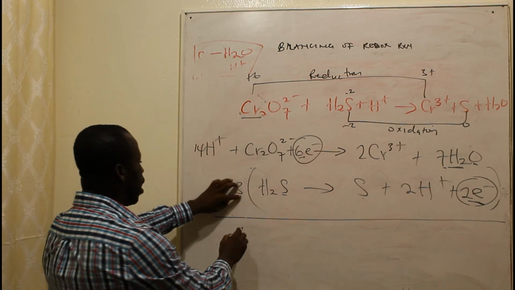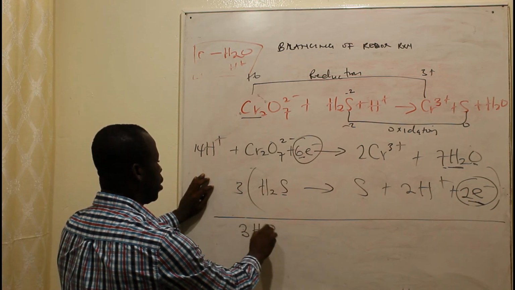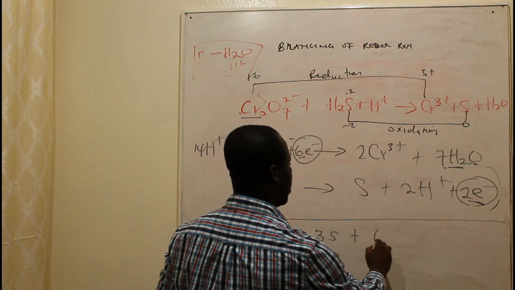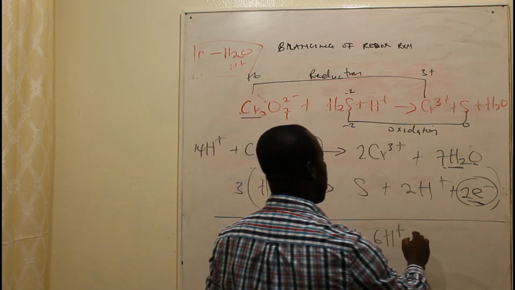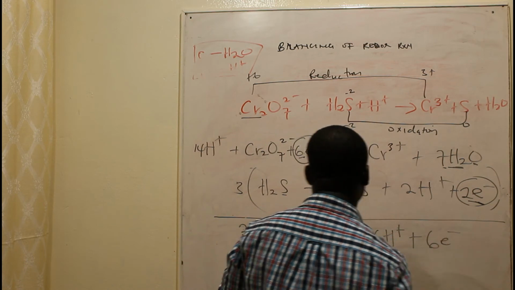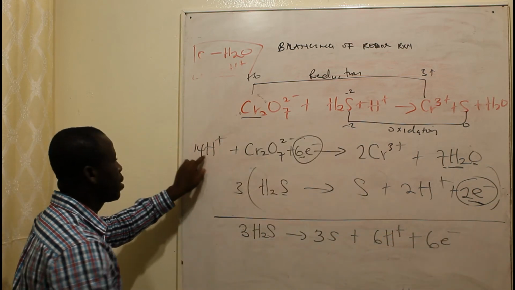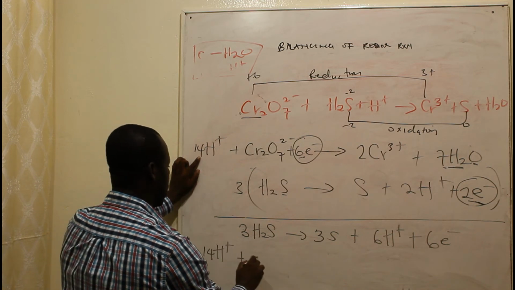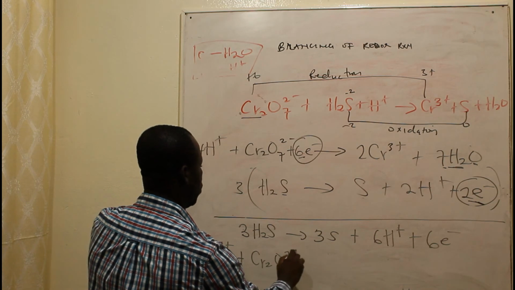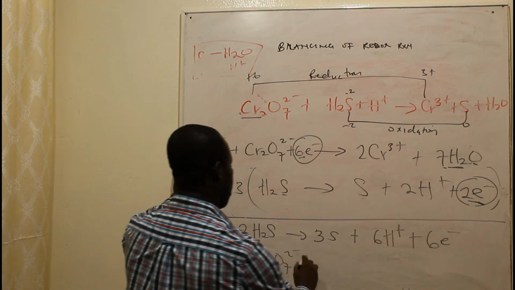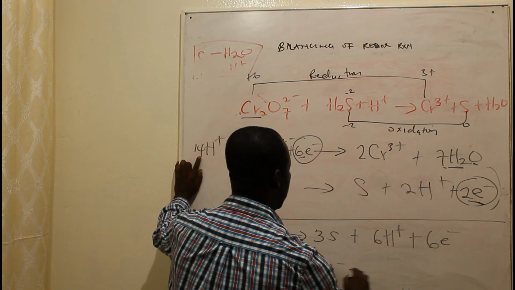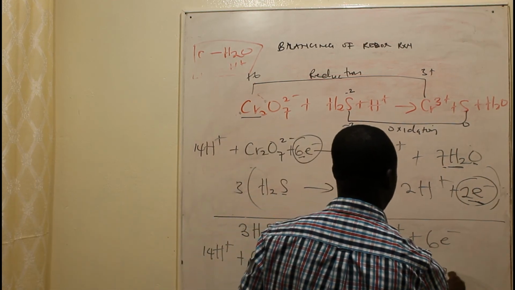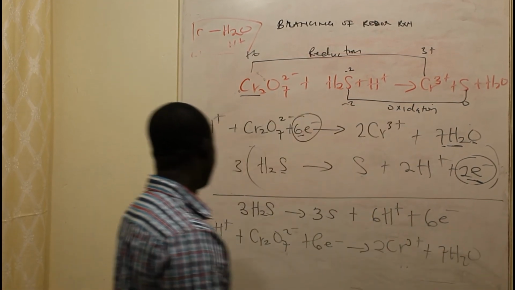So here, we're going to have 3H2S to give you 3S plus 6H plus plus 6 electrons. But we maintain this: 14H plus plus Cr2O7 2 minus plus 6 electrons to give you 2 chromium 3 plus and 7 water molecules.